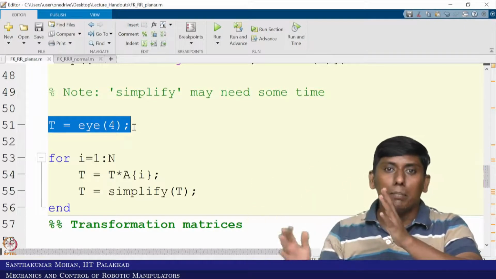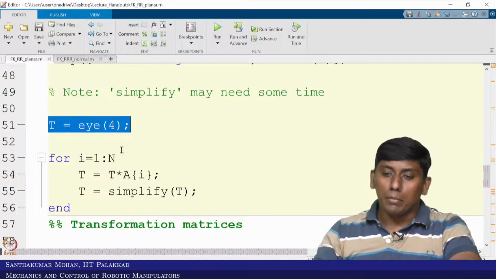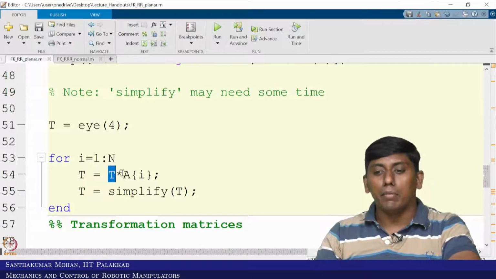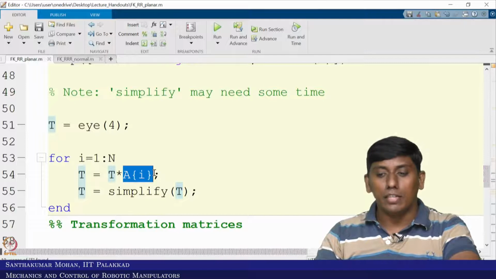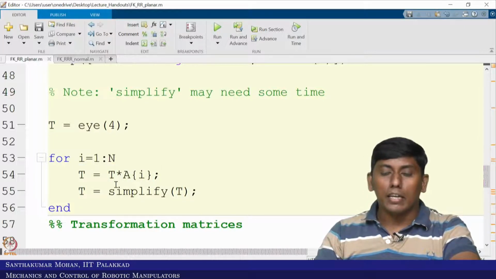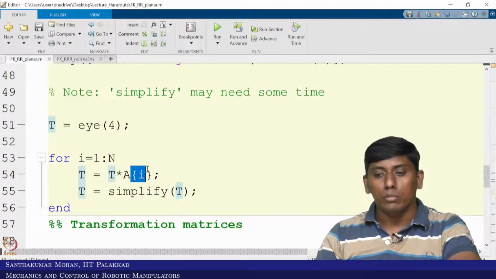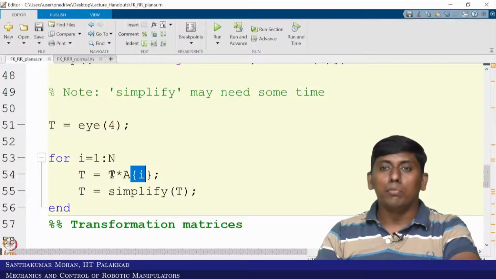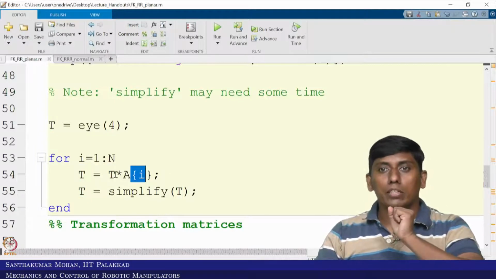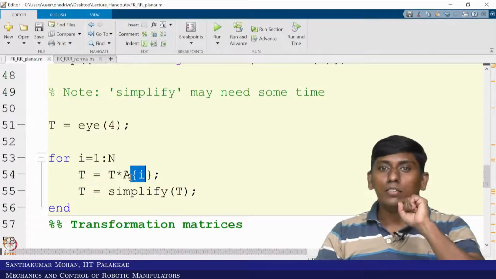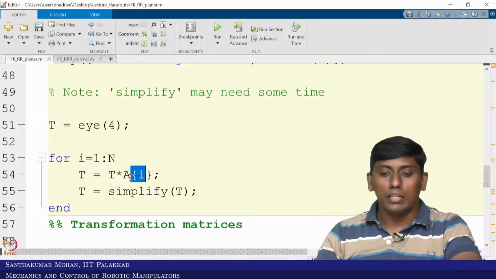Now, I am post multiplying one by one. So, what am I doing? Initially I take the identity matrix, the first cell is post multiplied, that I am simplifying. Then the second iteration, T becomes A of 1, then that is post multiplied with A of 2. Then the third iteration, that would be post multiplied with A3, but that is pre multiplied with, you can say, T0 to 2. That is what the equation is.